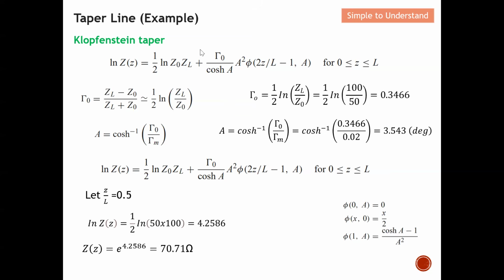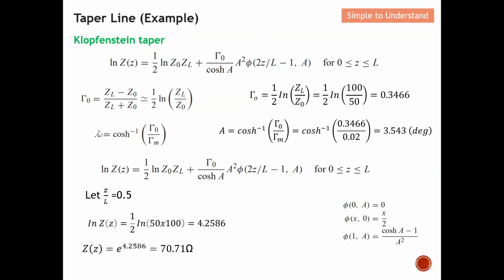So this is the equation to design the Klopfenstein tapered line. Let's go through this. So basically, this reflection coefficient naught will be given by this equation. You can easily estimate it with this equation here. So basically it will be half of the ln of ZL over Z naught here. So this is the equation here. So I can easily calculate this reflection coefficient naught, which is equal to 0.3466 here.